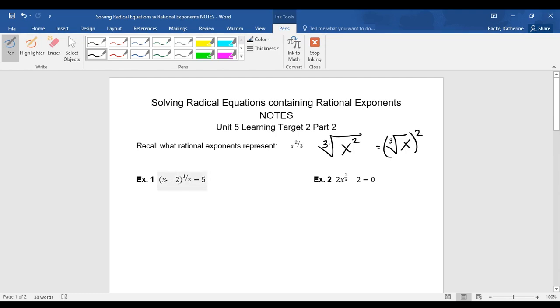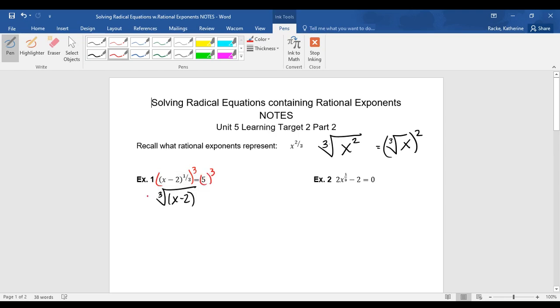So if we look at example 1, I have (x minus 2) to the 1/3 power. If it's the 1/3 power, that means it's the cubed root of x minus 2. When it's in parentheses, that means the whole thing is underneath the radical, equals 5. So what do I need to do to get rid of the cubed root? Well, I need to cube it. You're going to be doing whatever the bottom part of the fraction is. So if I cubed it, 3.